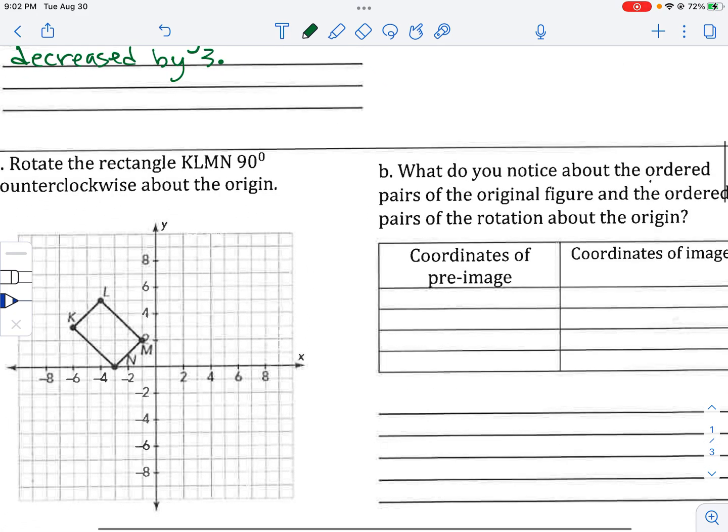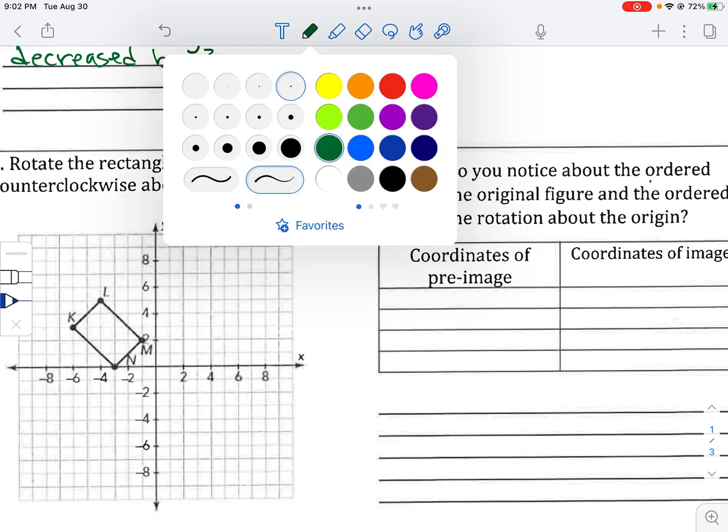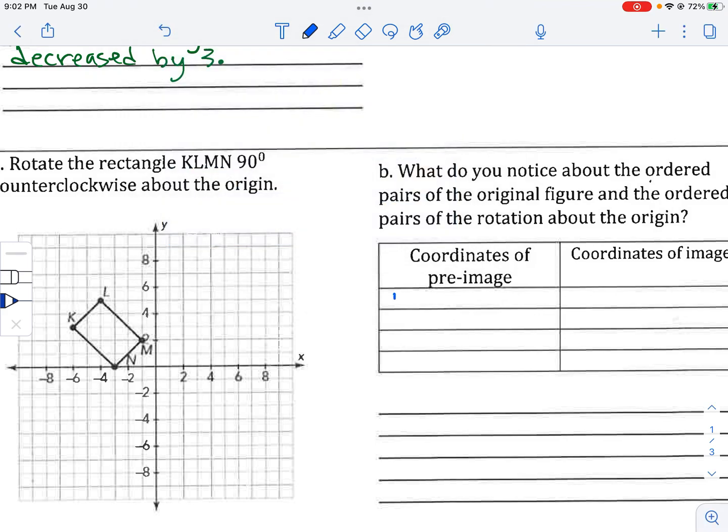Pre-image. I'm going to go ahead and write down what the pre-image is. I'm going to pick a different color. So, K is -6, 3. L is -4, 5. M is -1, 2. And N is -3, 0.